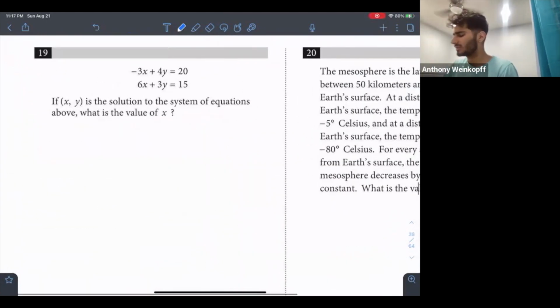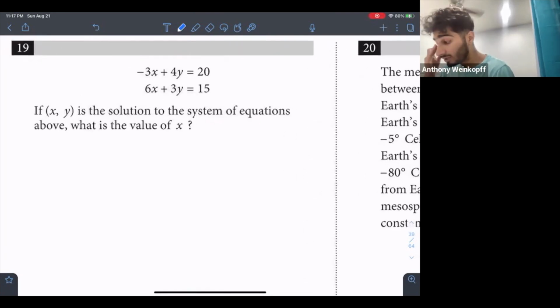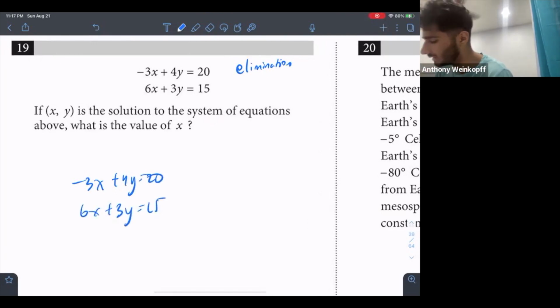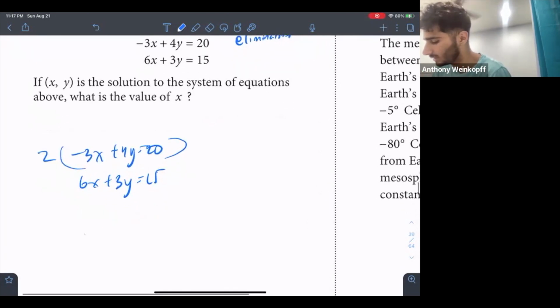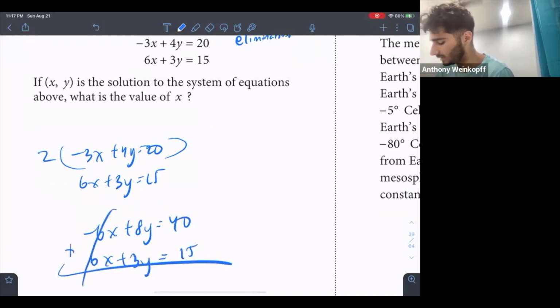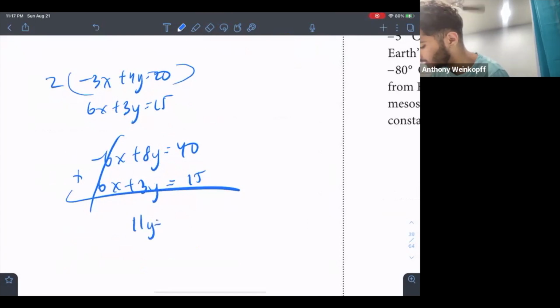19. If x comma y is a solution of the system of equations, what is the value of x? What we could do here is do elimination. So we could do negative 3x plus 4y is equal to 20, and 6x plus 3y is equal to 15. We multiply the top by 2 to get negative 6x plus 8y is equal to 40. Keep 6x plus 3y is equal to 15. Combine it, and you get rid of the x's. You get 11y is equal to 55. y is equal to 5.